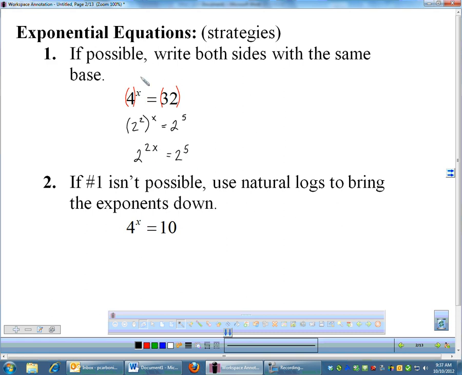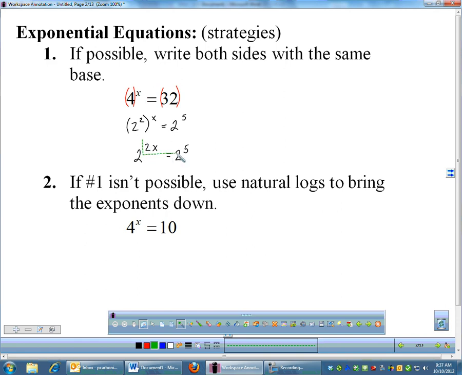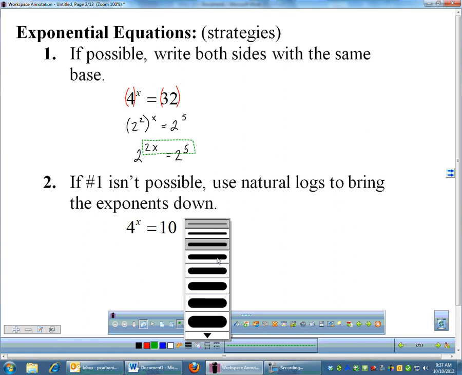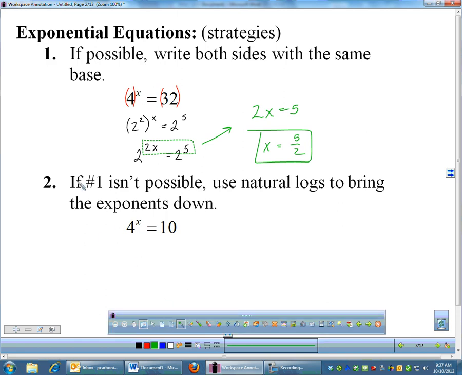And if you write them with the same base, as soon as you get 2 to some power equals 2 to some power, then you can set the exponents equal to each other. And I now solve the equation 2x equals 5. We'll divide by 2, and you get x equals 5 halves. So that's going to be strategy number 1, to try to write both sides with the same base. Sometimes that's not going to be possible though, and that's what I have right here for number 2.